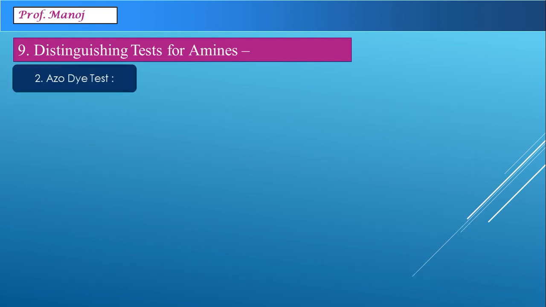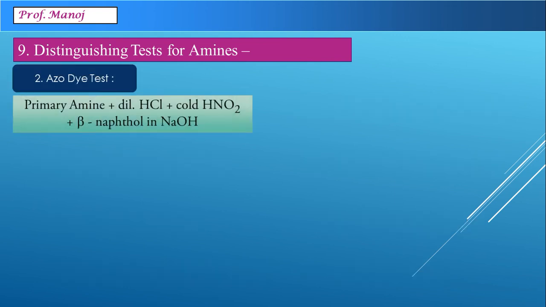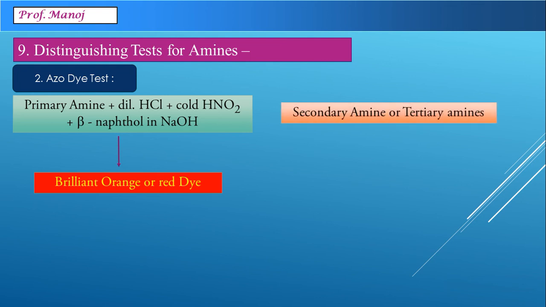Second is called the azo dye test. Primary amine reacts with dilute HCl and cold HNO2, in which we add beta-naphthol in NaOH. This reaction produces a brilliant orange or red dye. If you try to do this reaction with secondary or tertiary amine in the same manner, no reaction takes place. This completes all the reactions of amines. The topic completes over here. The only section remaining in this topic is the study of diazonium salts.